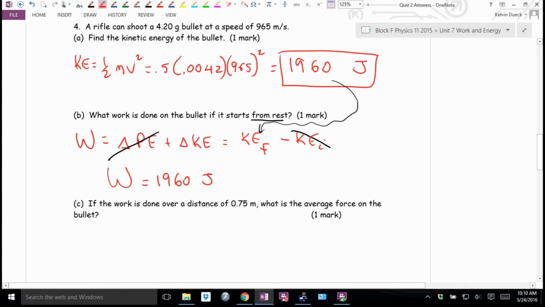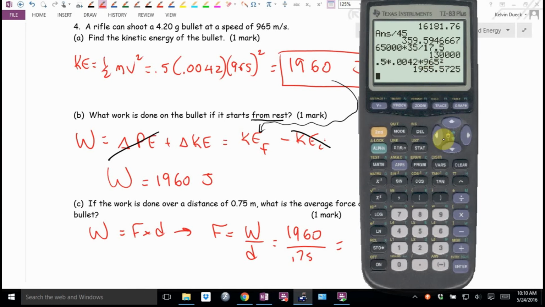If the work is done over a distance of 0.75 meters, what's the average force on the bullet? Well, work equals force times distance, so I guess force is going to be work divided by distance. It's going to be 1,960 divided by 0.75, although I'm going to use my exact value now, divided by 0.75, and you get 2,610 newtons?